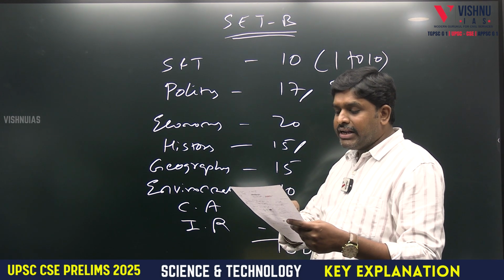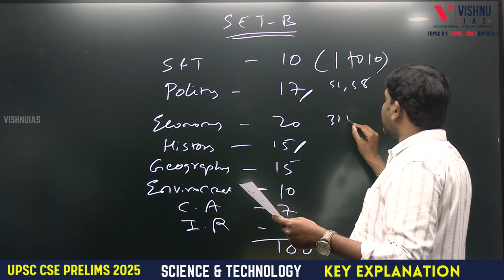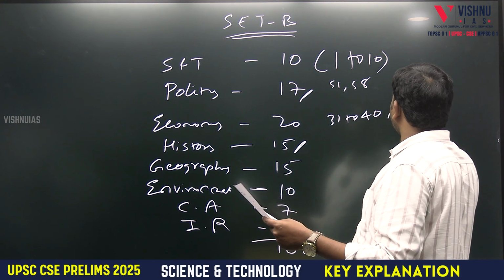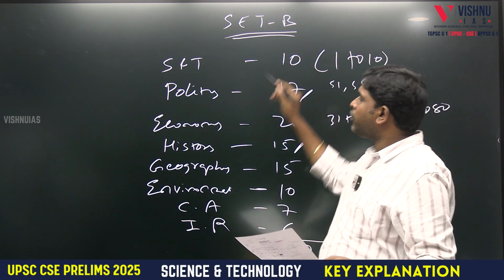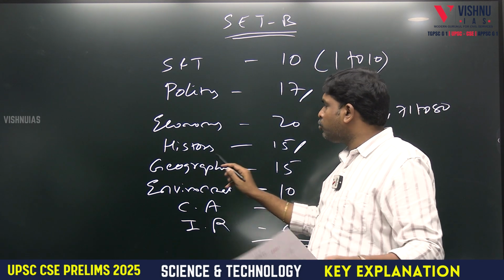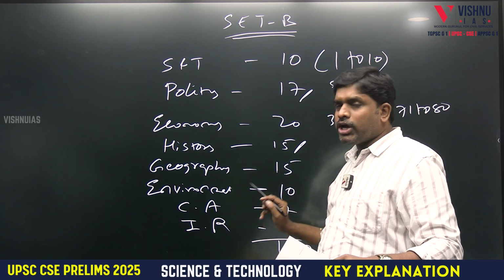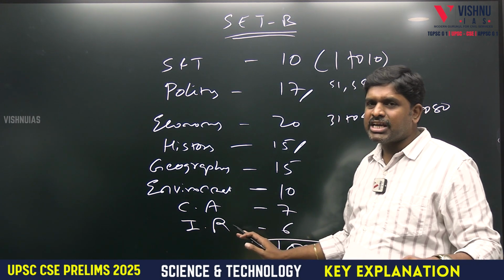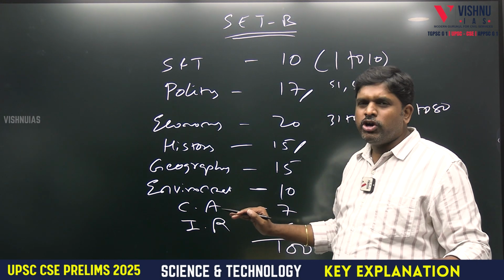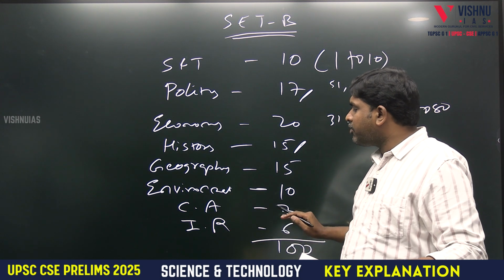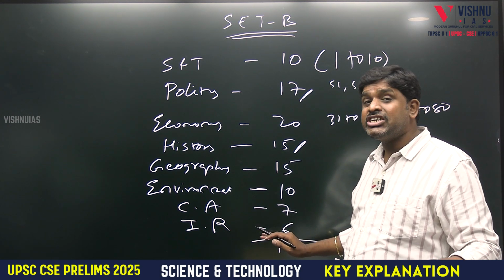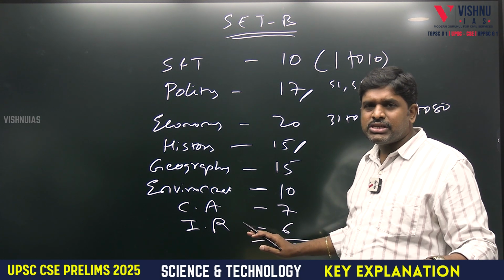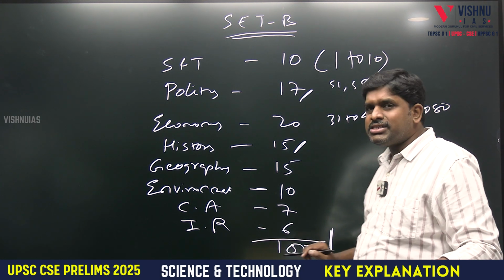From economy, it is 31 to 40 direct, and 71 to 80. From the set B question paper, it is economy 20 questions, history 15, geography 15, environment 10, and current affairs, which includes government schemes. Only 2-3 questions on government schemes came this time. Current affairs 7 questions, and IR, international relations and world mapping. So overall it is 100 questions.